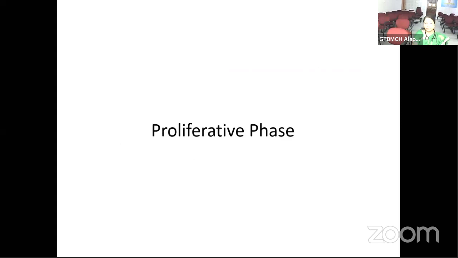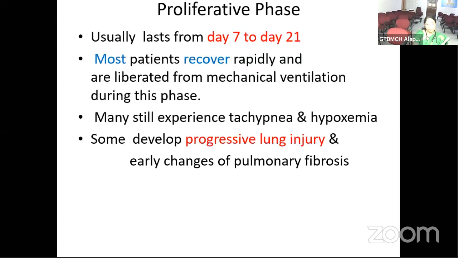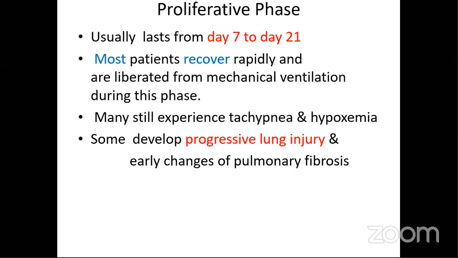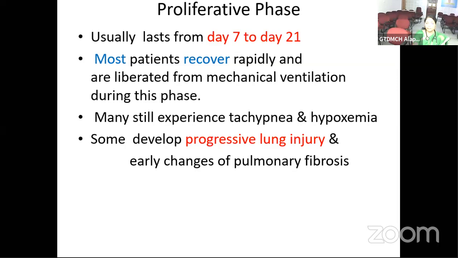So we discussed the exudative phase. Now we are going to the proliferative phase. This proliferative phase usually lasts from day 7 to day 21. Usually, most patients recover rapidly and are liberated from mechanical ventilation during this phase. But many still experience tachypnea and hypoxemia. Some will develop progressive lung injury and early changes of pulmonary fibrosis, and they will go into the fibrotic phase. So in the proliferative phase, mostly the patient will recover.